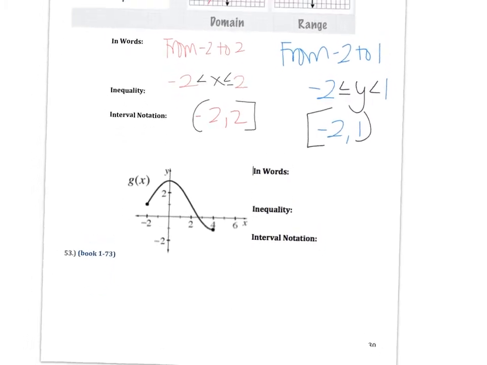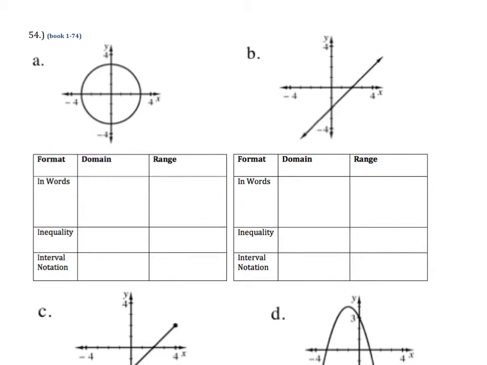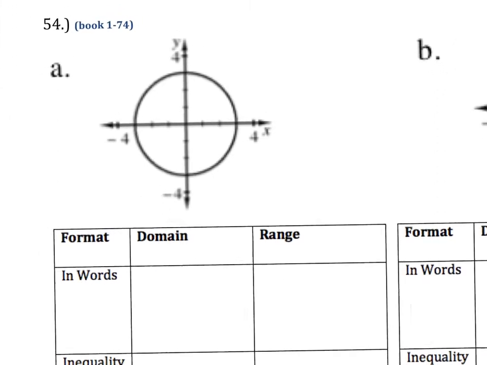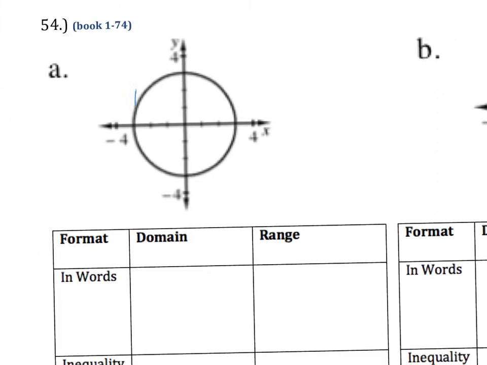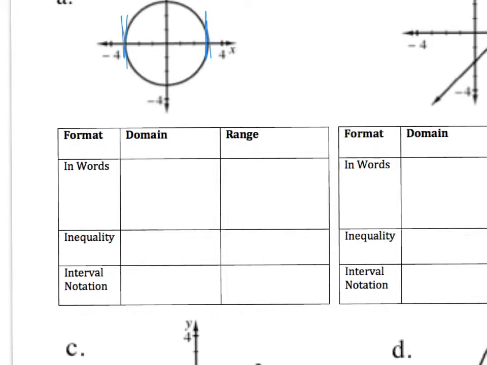In class, we did skip over 53 and we jumped to 54A, the circle. And I know I feel like a broken record here, but we're looking at the domain, which is the possible x values. So going from left to right, we're going to start at -3 and end at 3. Now, these points are all included because you don't have any open dots. So we'll have -3 is less than or equal to x, which is less than or equal to 3.